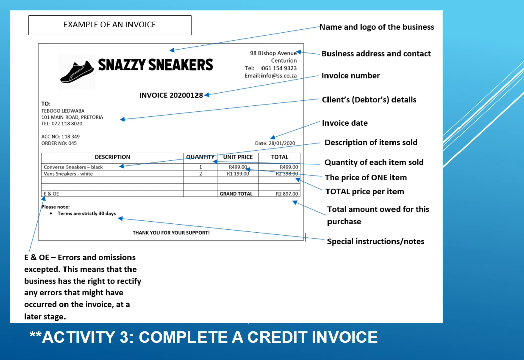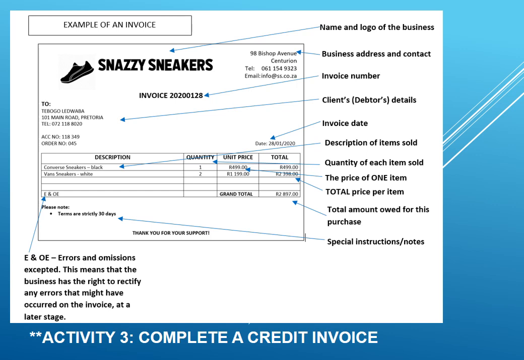The unit price is what does one pair or what does one item cost. So we can see this is 499 Rand. And because he only bought one, the total for this line is 499 Rand. On the next line, we can see we sold Vans sneakers to him, white pair. He bought two of those pairs. One pair costs 1,199 Rand, and then if we multiply that by 2, that gives us the total for that line, 2398. So that is how this is worked out.